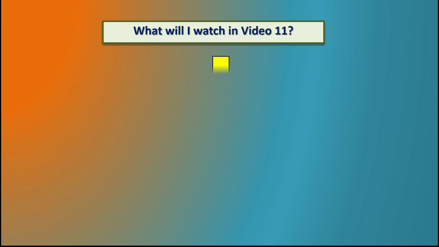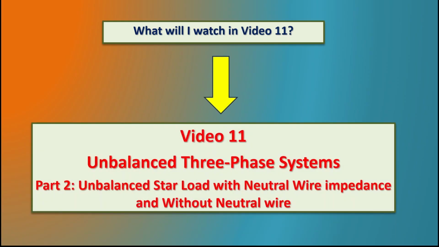What will I watch in video number 11? In video number 11, we are going to cover another two types of current imbalance: unbalanced star load with neutral wire impedance and without neutral wire. See you in the next video.